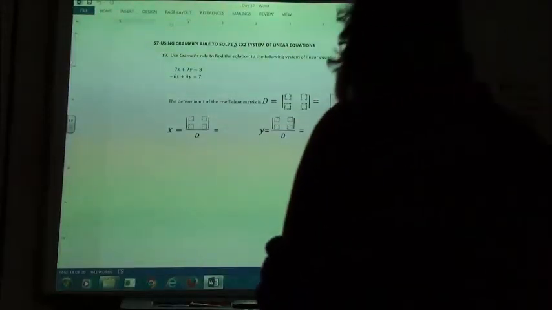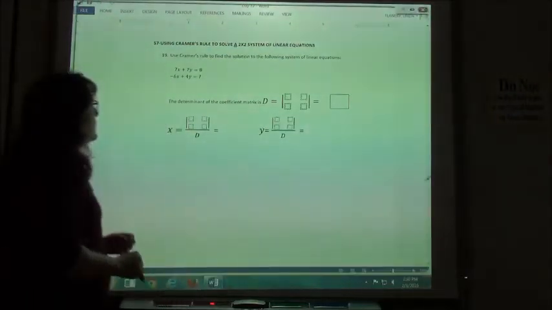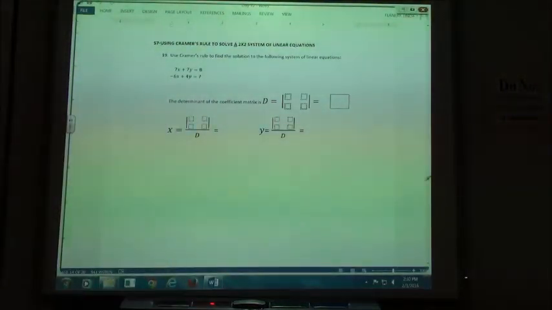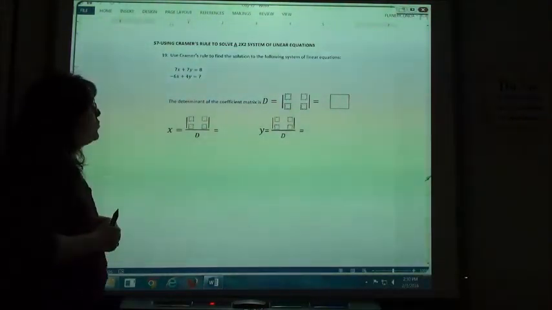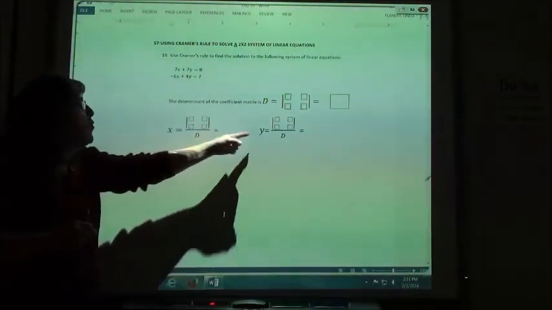19, 20, and 21, we're using Cramer's rule to solve a 2x2 system of equations. So we solve systems of equations by graphing, we've solved them by substitution, we solved them by the elimination method, and now we're going to solve them by Cramer's rule. Cramer's rule uses 2x2 determinants in order to find the value of x and y.